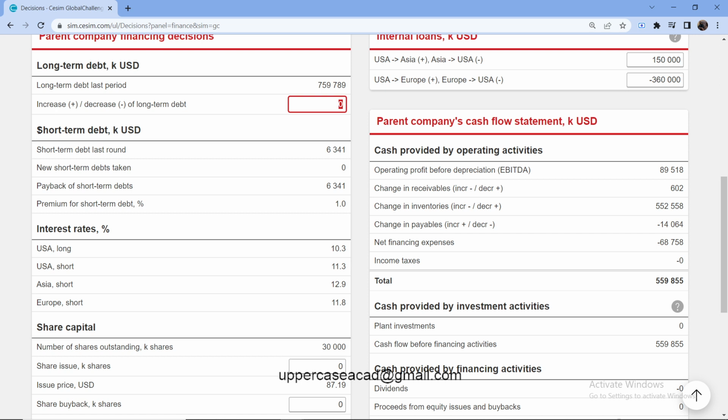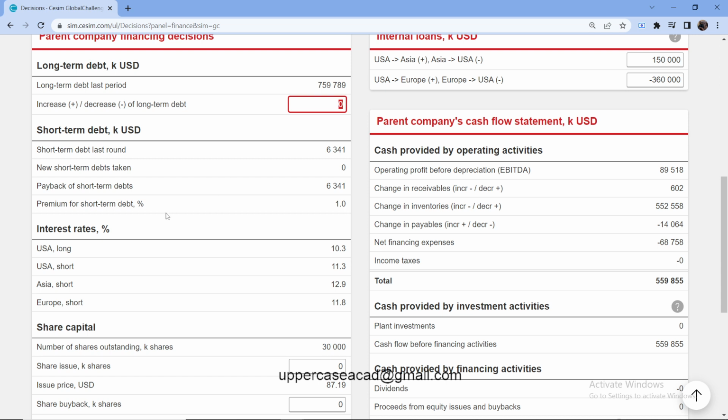So if you move down, I have my short-term debt. Again, it is in terms of 1,000. The short-term debt last round is 6,341,000, so I'll have to pay it. For new short-term debt taken, since I've finished the simulation, I don't need any short-term debt. Again, we have a premium for short-term debt here, which is in terms of percentage. Mine was 1.0%. Now, the most I could borrow in long-term debt is 1 million. In any given round, I could not borrow more than 1 million. This is the maximum loan limit in each round.